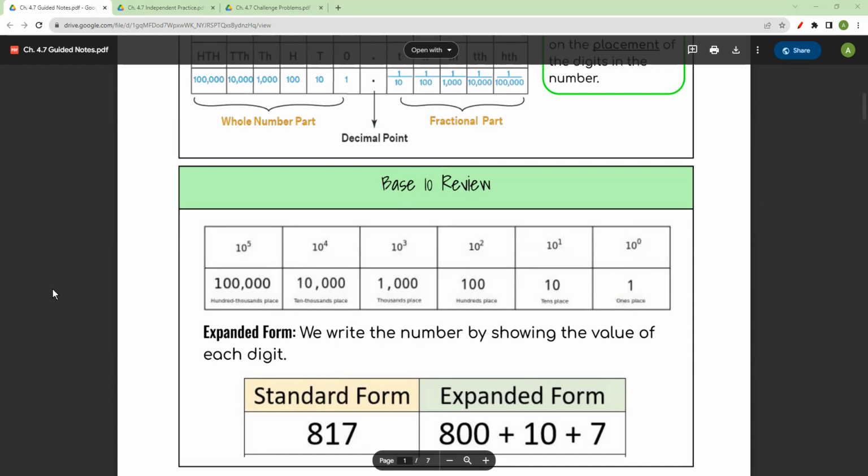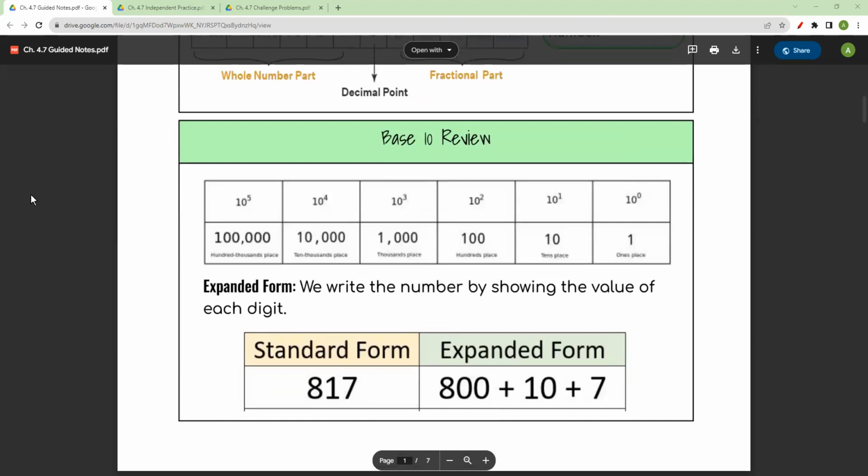Okay, so we can write numbers in lots of different ways. We're going to use the expanded form today. The expanded form is writing the number by showing the value of each digit. So 817 in standard form looks like this. When we expand it out, we know that this is the hundreds place, this is the tens place, and this is the ones place. So if we have 817, that's 8 times 100 plus 1 times 10 plus 7 times 1, right?